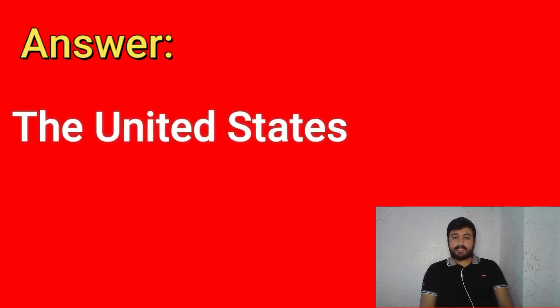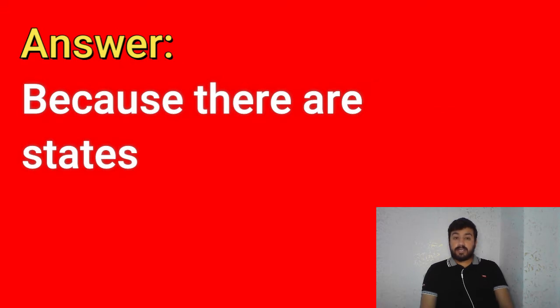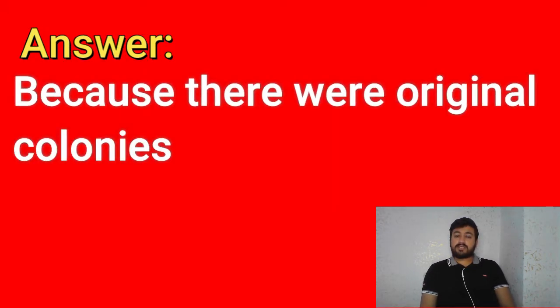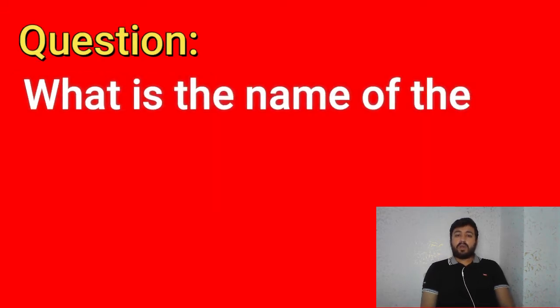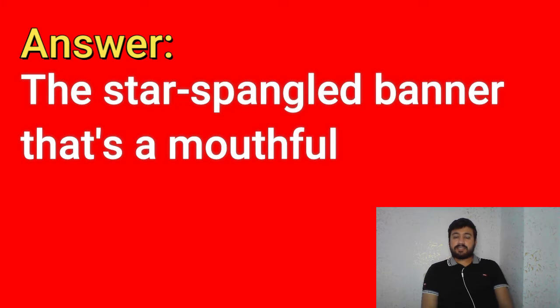The United States. Why does the flag have stars? Because there are states. Why does the flag have stripes? Because there were original colonies. What is the name of the national anthem? Star Spangled Banner. That's a mouthful. Now moving on, the colonial period and independence.